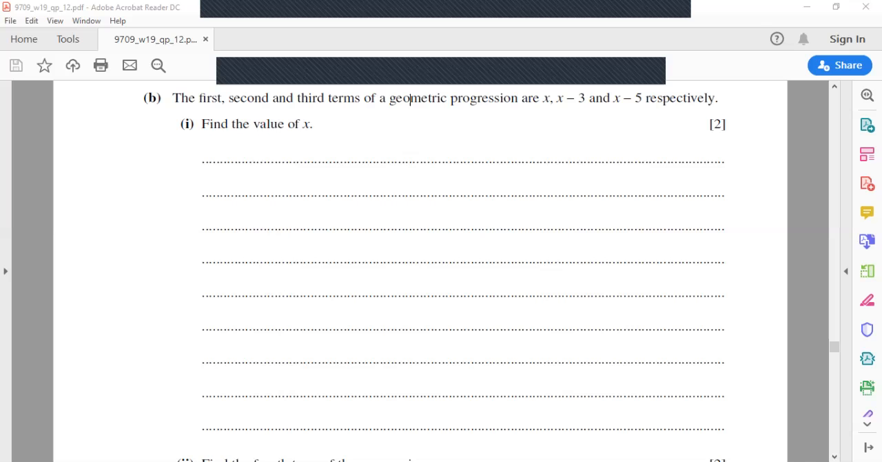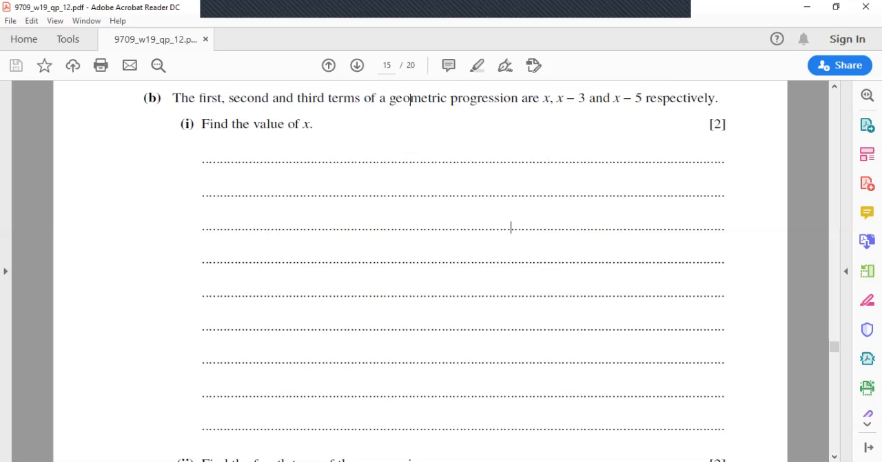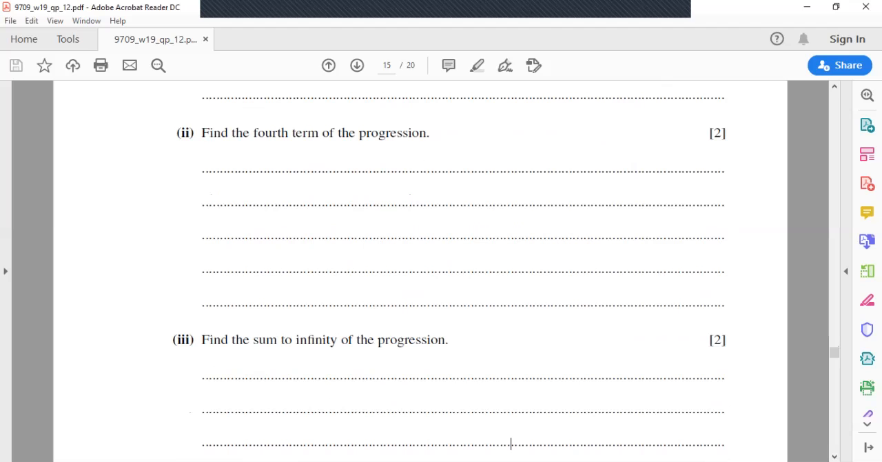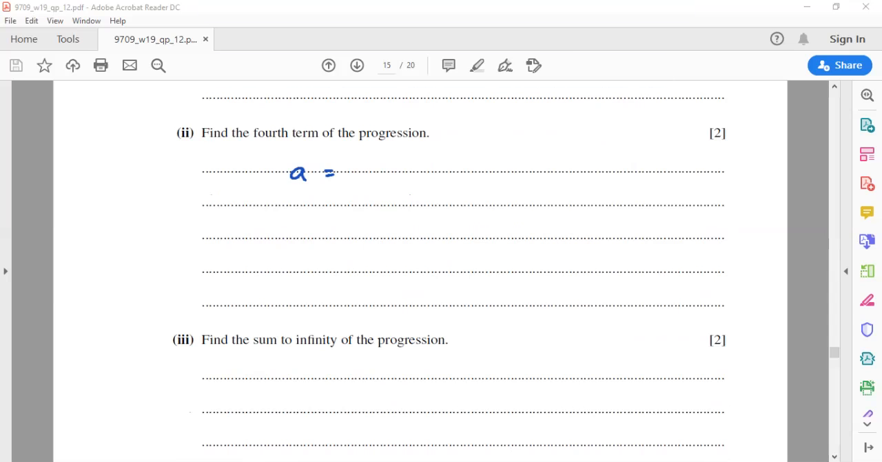Now, if we go for the next part, find the fourth term of the progression. Since it is geometric, a4 equals ar to the power 3. The terms are: x was 9, so 9 minus 3 is 6, and 9 minus 5 is 4. So a is 9 and r is 6 over 9, which is 2 over 3, to the power 3. By placing it into the calculator, this gives us 8 over 3.